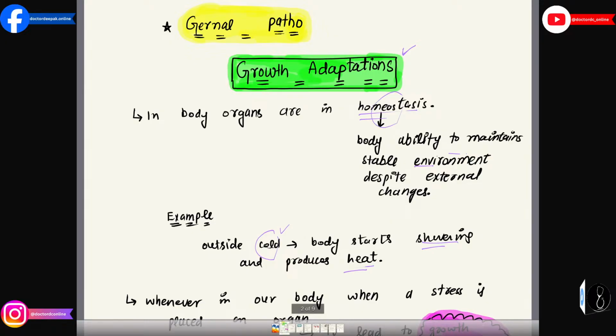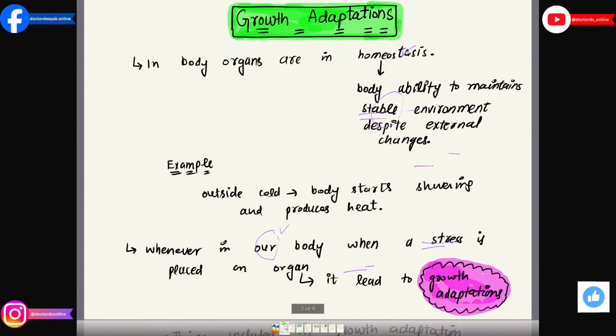Whenever there is a change in the external environment, our body will try to adapt to that change and try to maintain the internal environment of our body. So this is an example of homeostasis. So let's take it further.